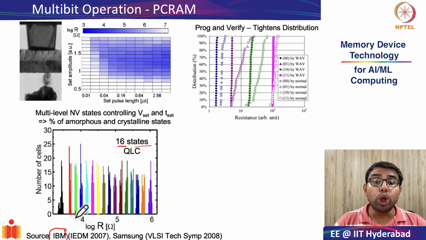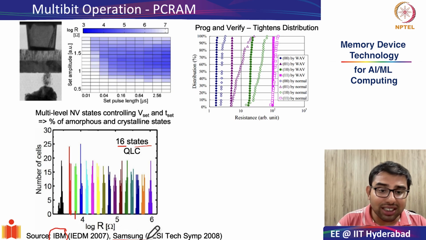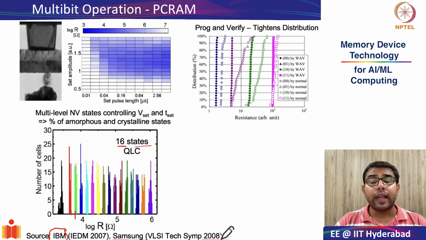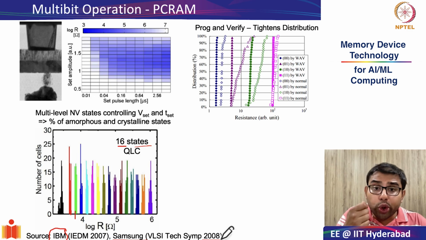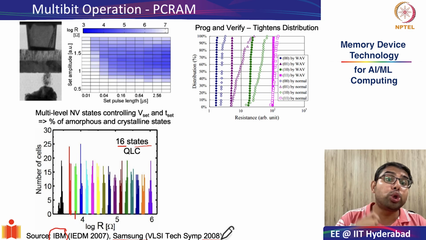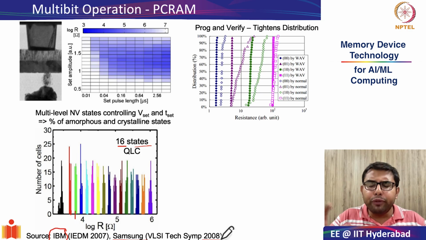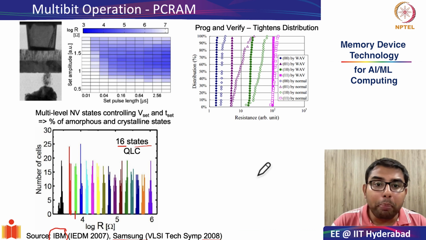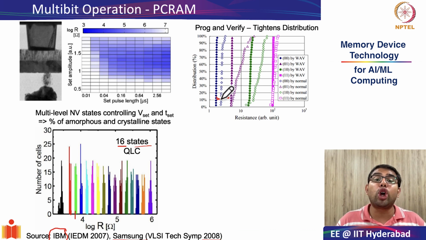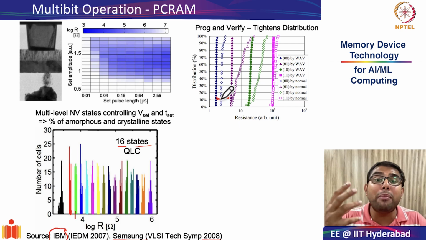Furthermore, it was also shown by Samsung just in the next year that the amount of control on variability and the reliability of these cells was also very, very high. And you can really have very tight distribution between neighboring states by using your old technique of program and verify.